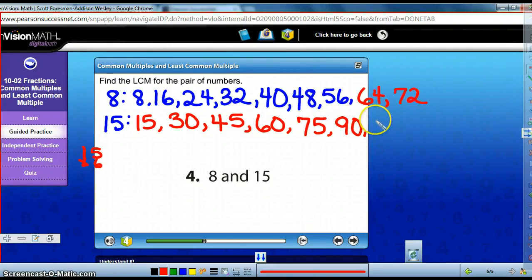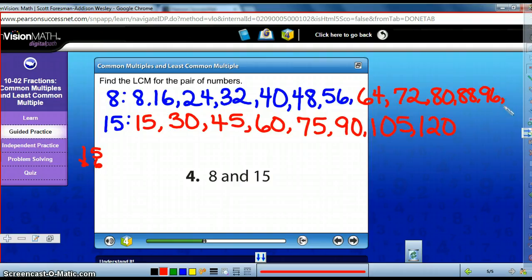We'll keep going. Let's do a couple more with 15. So 90, that would be 105. Let's do one more and then we'll check with 8, see if we have anything in common yet. Okay, so 15 would be 120. Okay, let's go back to 8. So far we have nothing in common. So 8 times 10 is going to be 80. 8 times 11 is going to be 88. 8 times 12 is going to be 96.